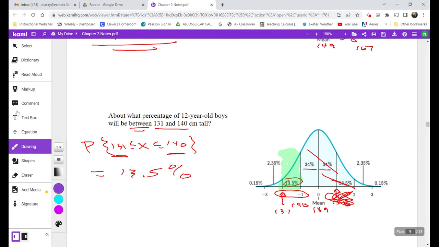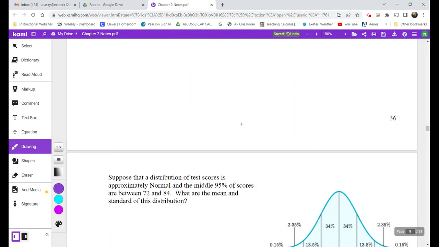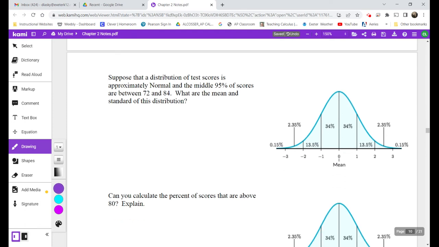All right, guys. So now we've got all sorts of different pieces here, and there are so many different ways they can ask this. So let's look at this here.